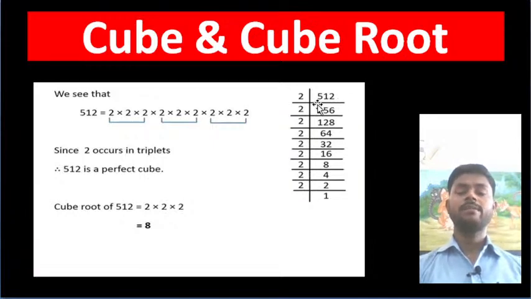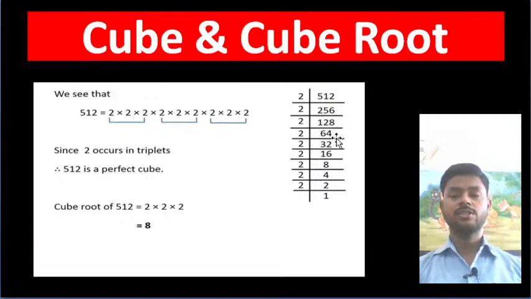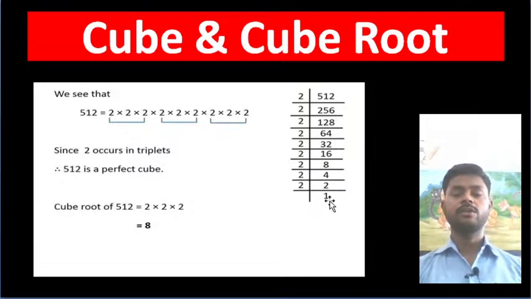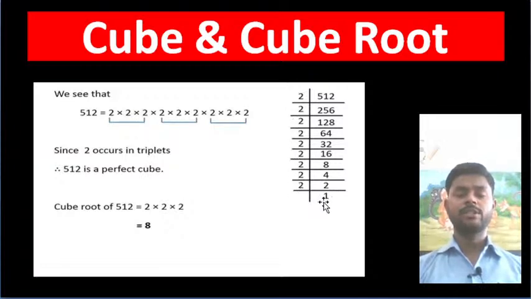So 512 will be divided by 2, here 256. After dividing 512 by 2, 256 will be also divided by 2, then it will be 128. 128 will be also divided by 2, it will be 64. 64 will be also divided by 2, it will be 32. 32 divided by 2 will be 16. 16 divided by 2 will be 8. 8 divided by 2 will be 4. 4 divided by 2 will be 2, and 2 divided by 2 will be 1. So these are the prime factors of 512.